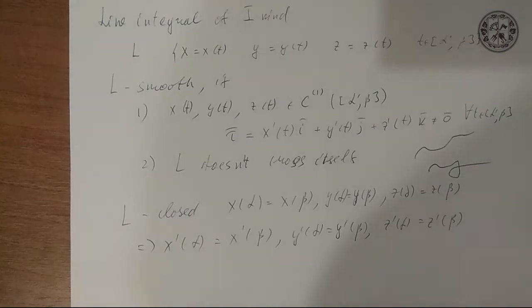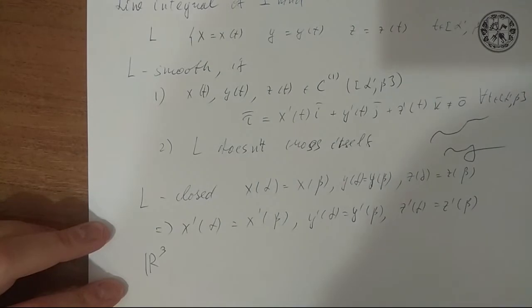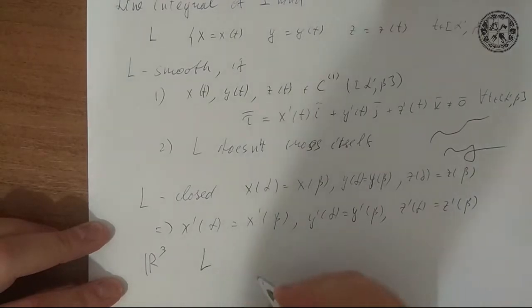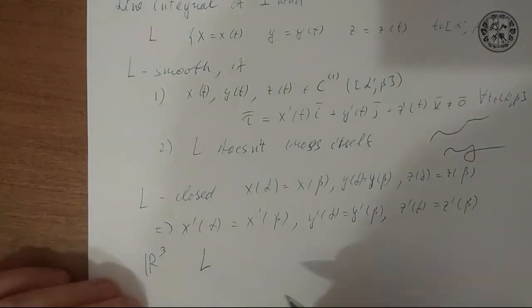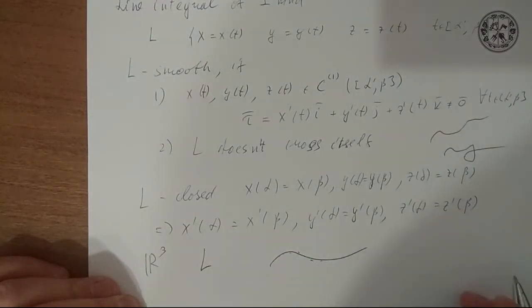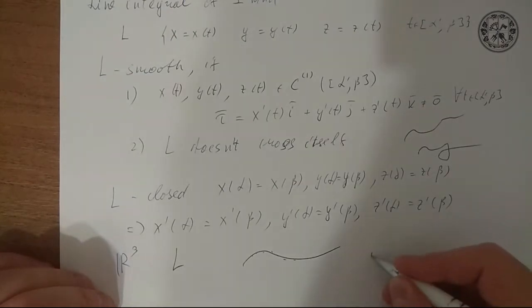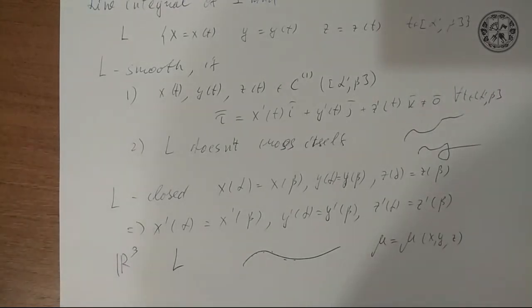Let us consider in R3, in space of real numbers, some smooth curve L, and this curve has some mass spread onto it, and density of this mass is mu of x, y, z. We need to find mass of this curve.